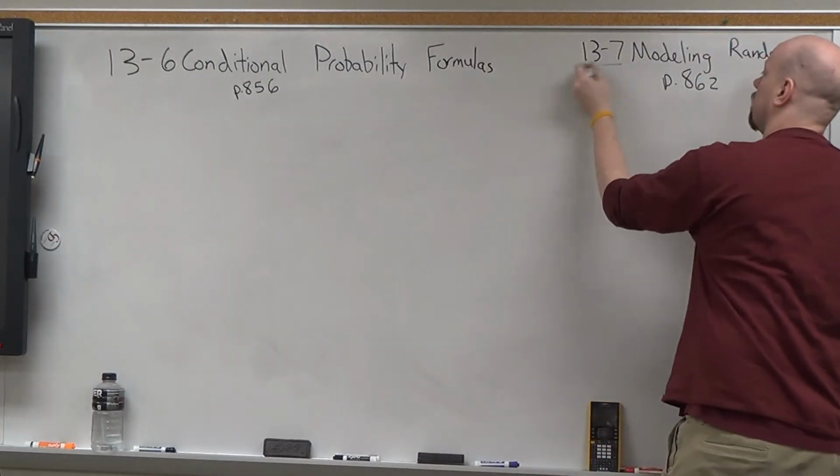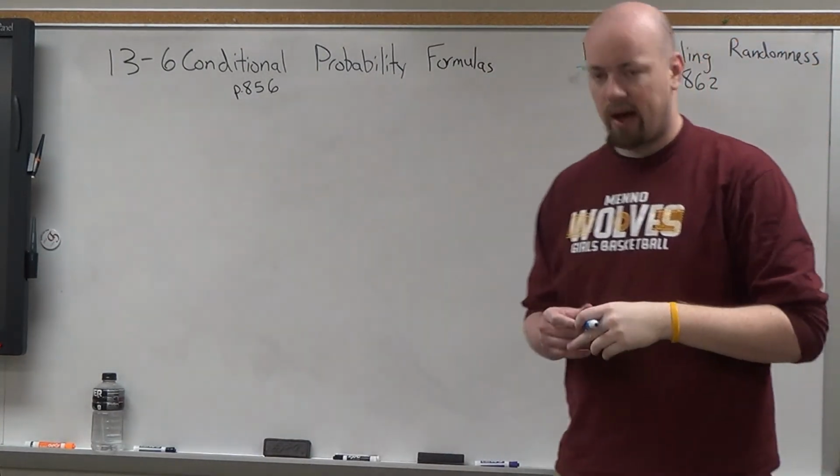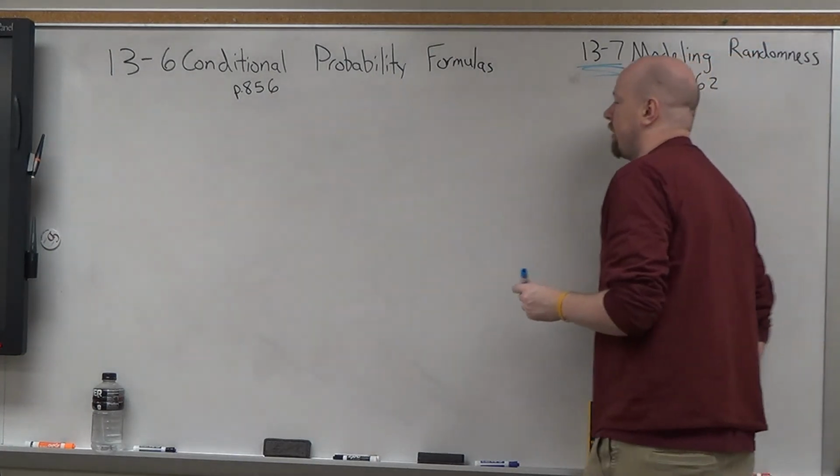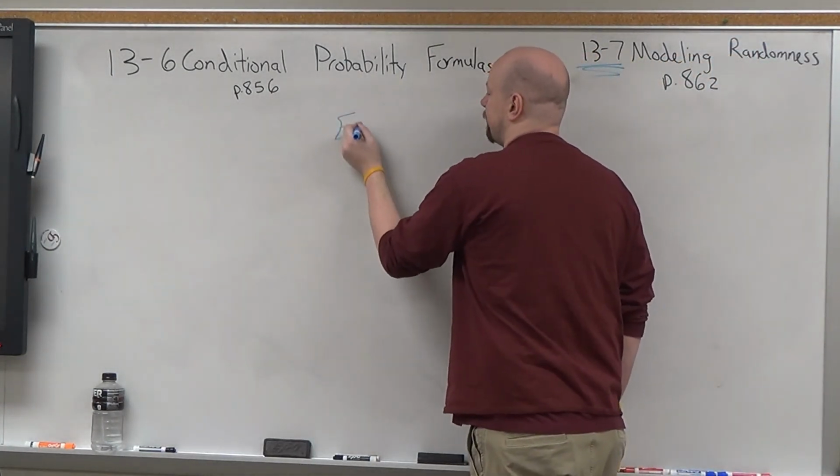Now we're on to 13-7, modeling randomness. It's on page 862. Again, wouldn't be a bad one to look in the book, but one of the examples is wordy, but it's fine. Okay. So the way we do this, modeling randomness, is what's called expected value.